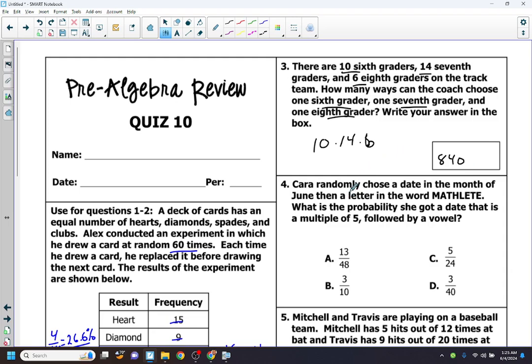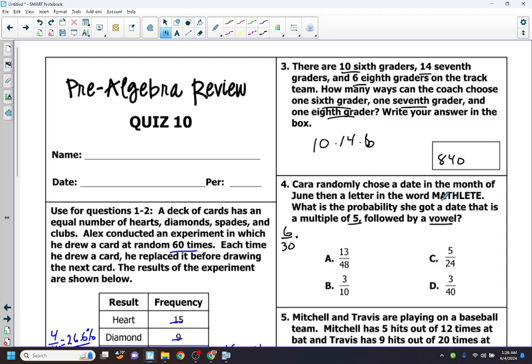Next one. Kara chooses a random date in the month of June. There's 30 days in June. And a letter in the word mathlete. What's the probability the date is a multiple of 5, followed by a vowel? So first off, what's the chance of getting a multiple of 5? There's 30 days in June, so that's 5, 10, 15, 20, 25, 30. There's 6 numbers that work out of 30 days in June.